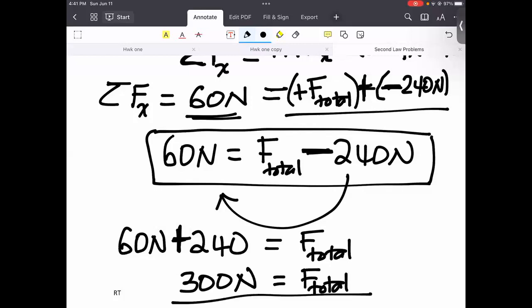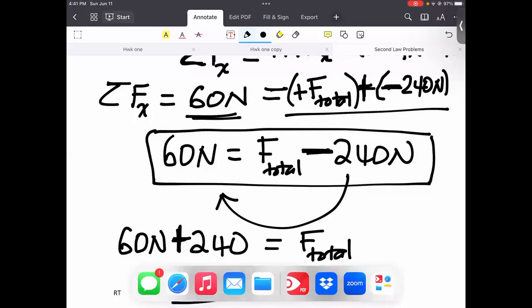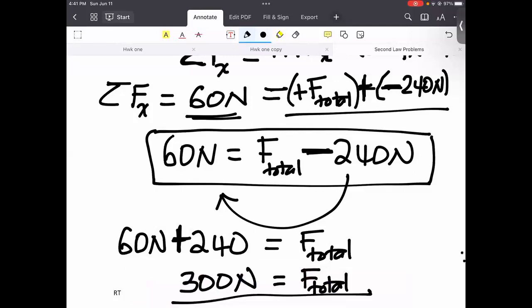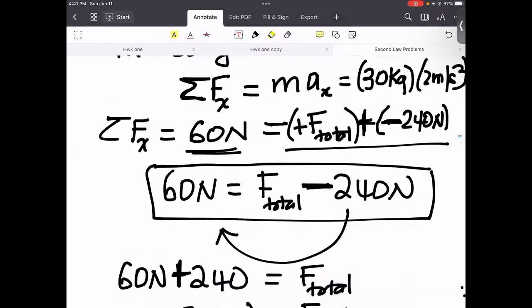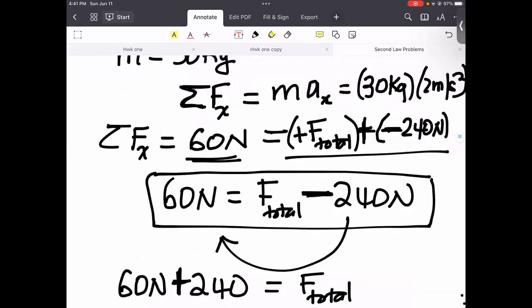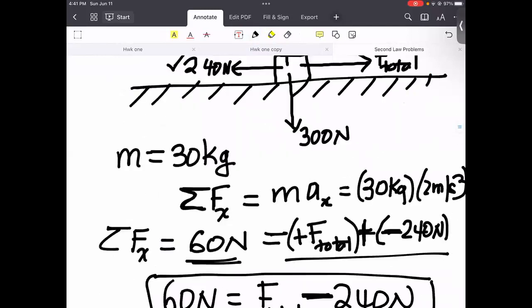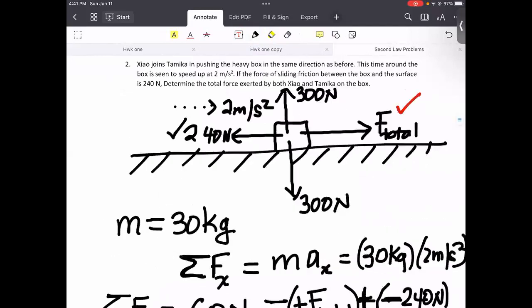So what we are saying is that the two, Tamika and Xiao, are actually exerting a force of 300 newtons. So the total force here is 300 newtons. Okay.